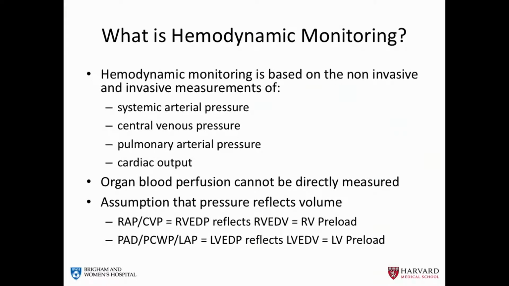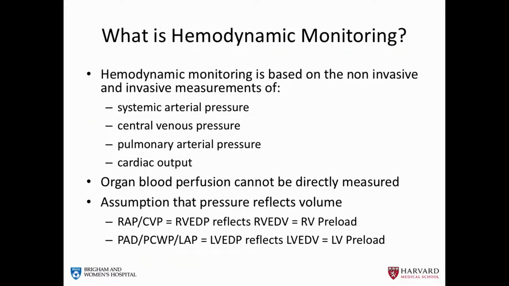I think it's always best to start with what we mean by hemodynamic monitoring, some very simple definitions. Hemodynamic monitoring is based on both the non-invasive and invasive measurements of features of physiology. Specifically, we're often thinking about systemic arterial pressure, central venous pressure, pulmonary arterial pressure, and really most importantly, cardiac output or stroke volume. The reason we strive for good hemodynamic monitoring is because we're really trying to sort out organ perfusion. And so far, we really do not have a way of directly measuring how well we're perfusing the vital organs. We also make some assumptions, most importantly that pressure reflects volume.